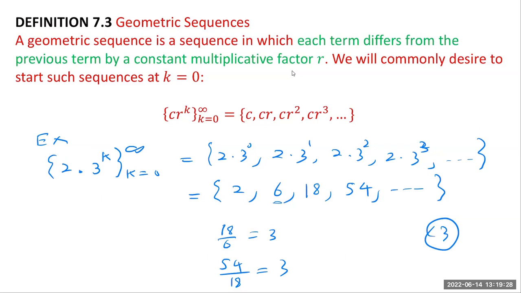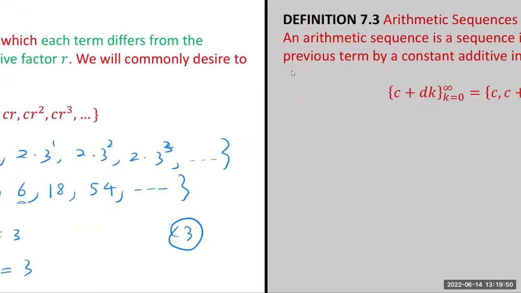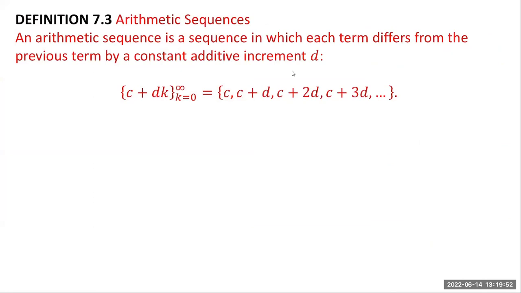All right. And then the next type of sequence I want to talk about is the arithmetic sequences. Here is the definition. An arithmetic sequence is a sequence in which each term differs from the previous term by a constant additive increment d. This time it's a constant additive increment.